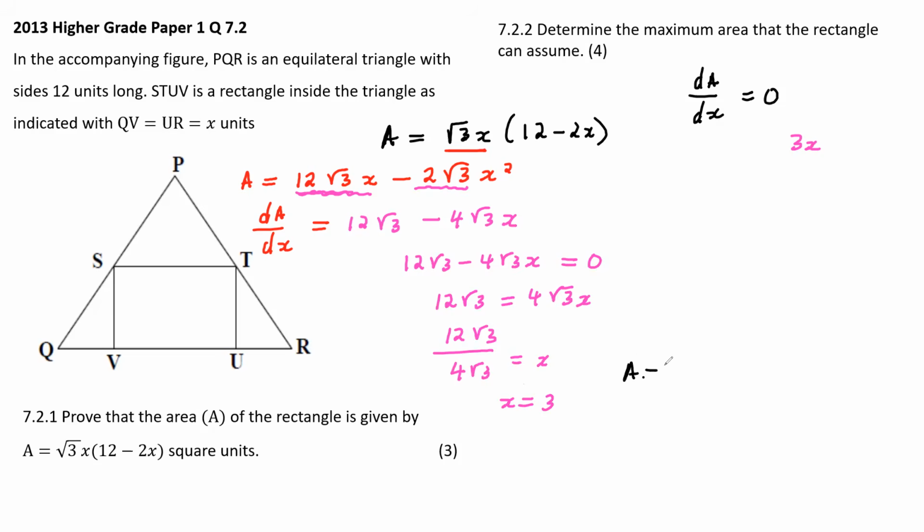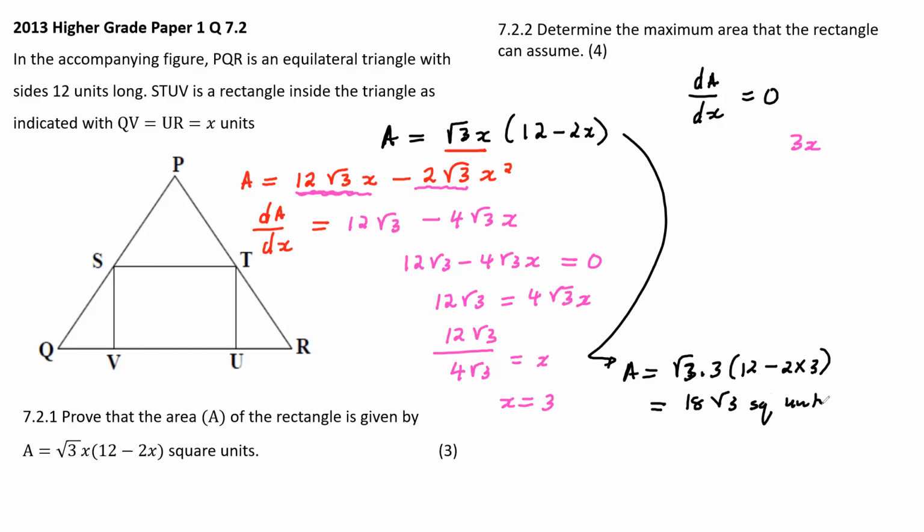So for the area, we go back to the original equation. Area will now be root of 3 multiplied by 3, then brackets 12 minus 2 multiplied by 3. Your final area is 18 root of 3 square units. And so that becomes your answer.